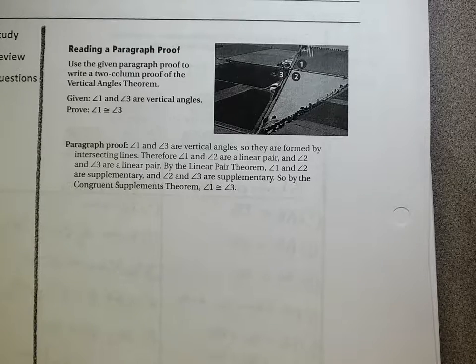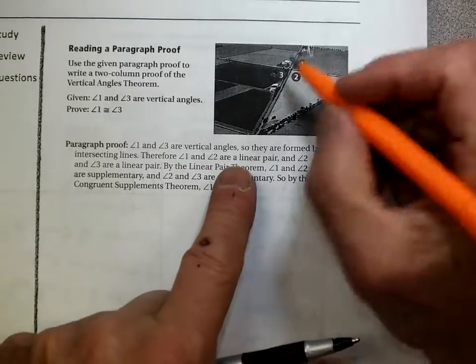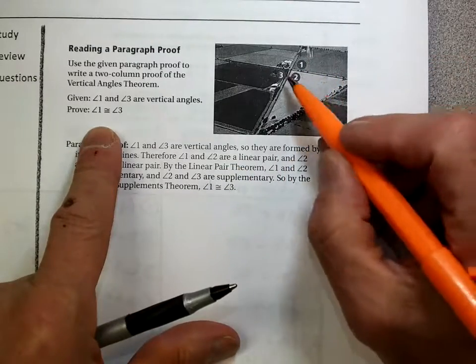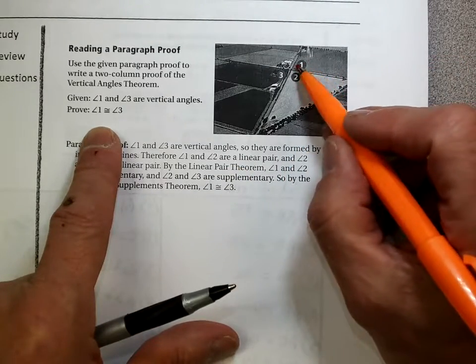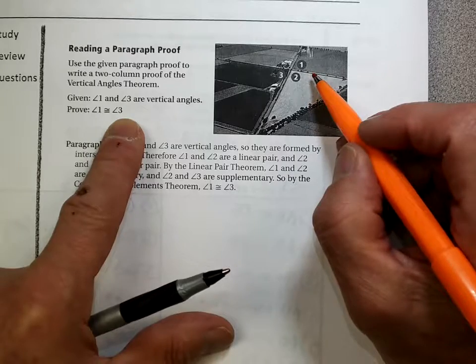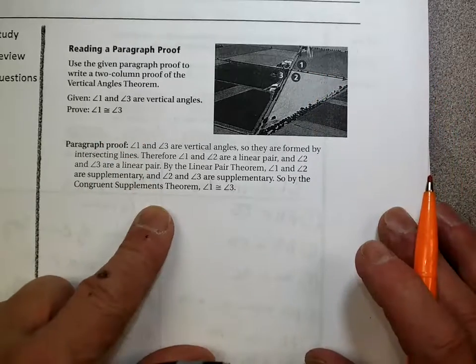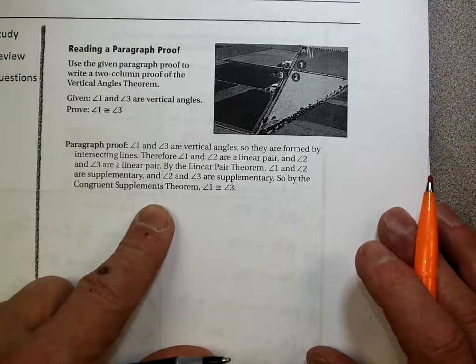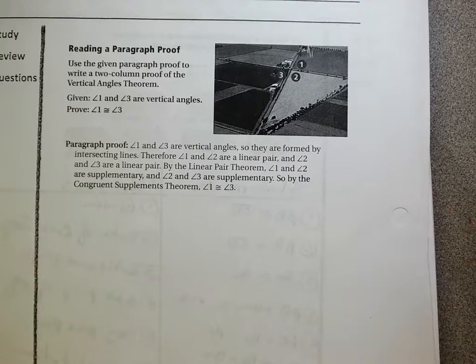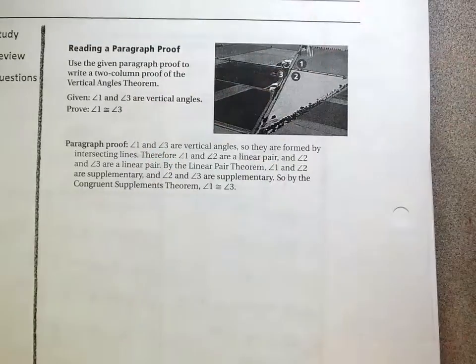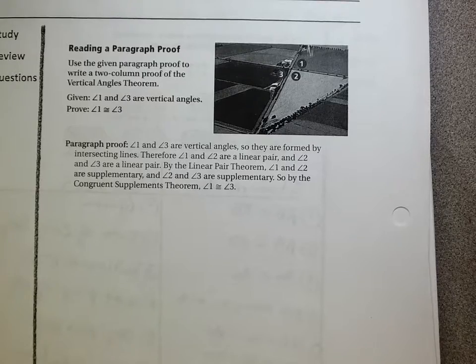So let's take a look first. Angle 1 and angle 3 are vertical angles. Okay, I see that. Prove angle 1 is congruent to angle 3, okay? Well, they are by vertical angle theorem, but they're going to go through the long haul thing. All right, let's do it anyway, because I would go straight to vertical angles, right? But anyway, they're going to prove why vertical angles work, okay? So let's go. I want to do this proof with you so you can see how a paragraph proof works.